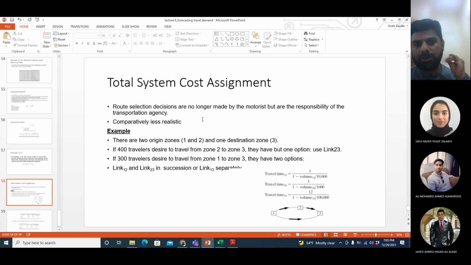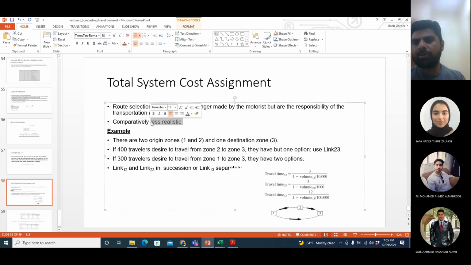It's not up to his choice completely. And obviously it is less realistic because you cannot force the drivers to take a particular highway. It's not under your control normally. But there are some procedures where you can dictate their choice. You can send them messages. You can tell them this highway is congested and so on and so forth. You can encourage them, but again, you cannot totally dictate them.